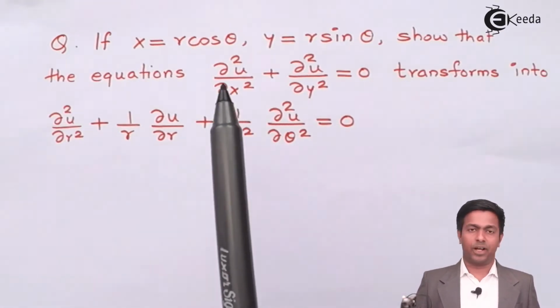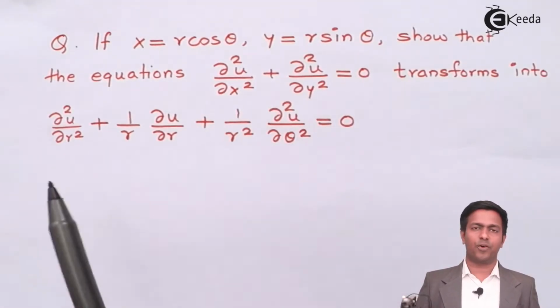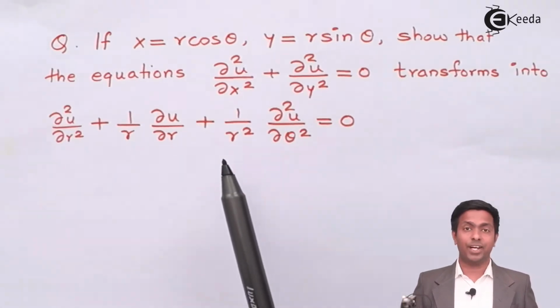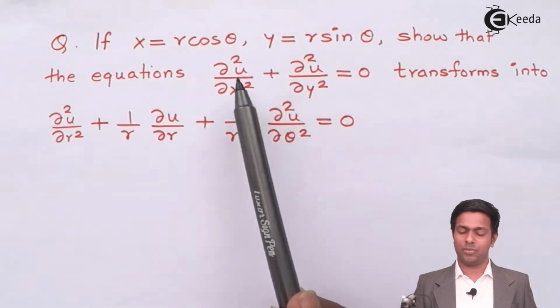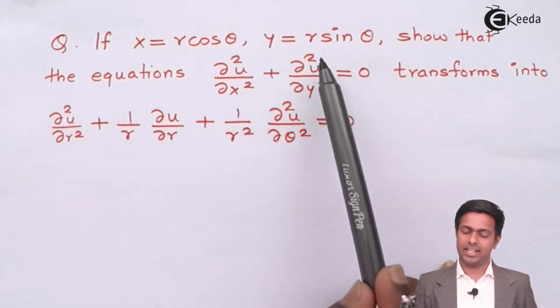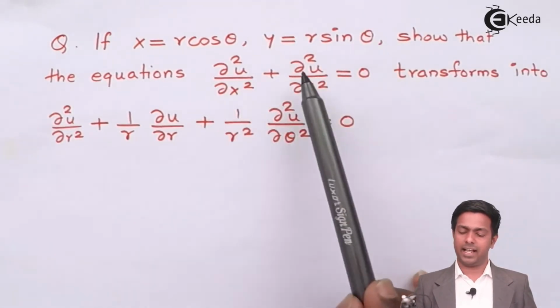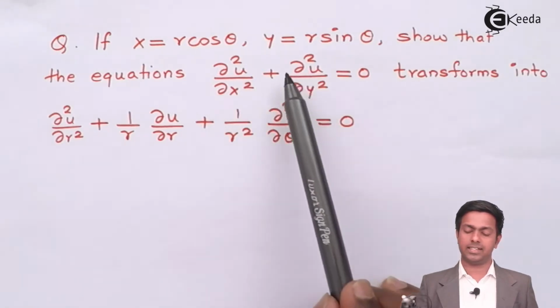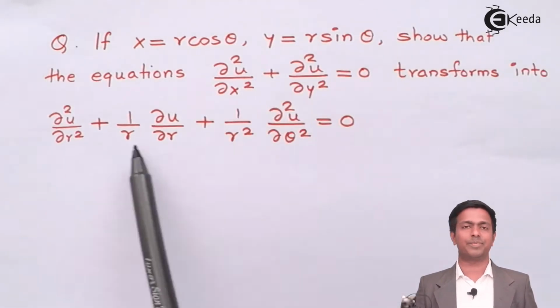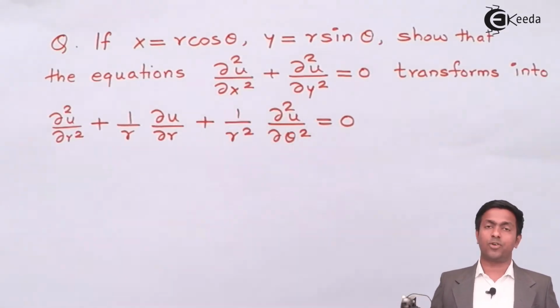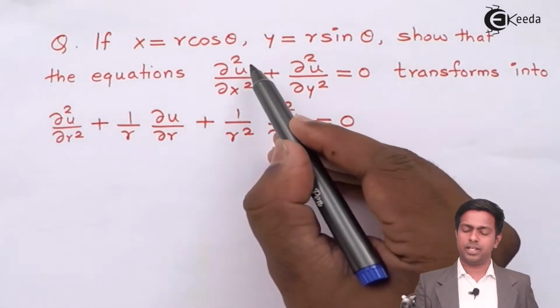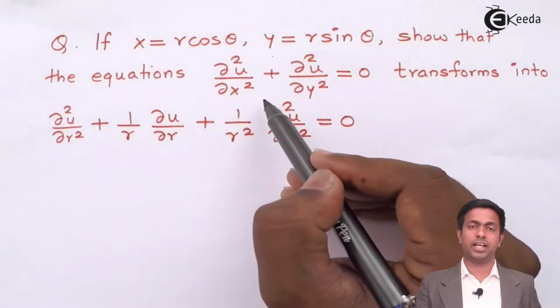Now to convert this from Cartesian to polar form, we have to find out each and every term. It means we have to find out the value of del square u by del x square, then del square u by del y square. We have to add them, and by adding we have to prove that this result is exactly equal to these three terms. So let's start. Now if I want to find out del square u by del x square, it means u must be the dependent variable and x must be the independent variable.